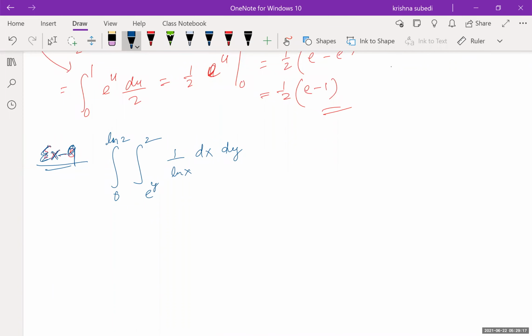Again, in this example, you see if you start with the inside integral, you're going to get e raised to power y up to 2 and 1 over ln x dx. So how do you evaluate this integral here? Substitution method doesn't work. Integration by parts doesn't work. Another simple antiderivative method doesn't work. So evaluating this is not possible.